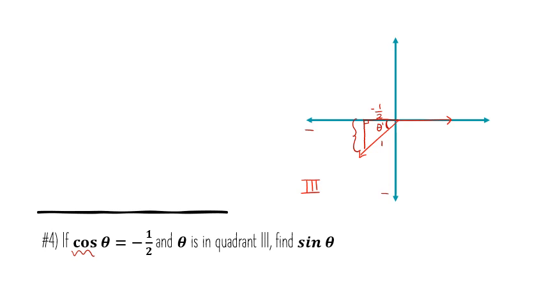Well, back to thinking about these 30, 60, 90 right triangles. What goes with 1 and 1/2? Root 3 over 2. And in particular, negative, because we're going into quadrant 3 where the y values, the direction I'm going in the y direction, is negative. So the sine of my angle theta is negative root 3 over 2 all over 1, or negative root 3 over 2.